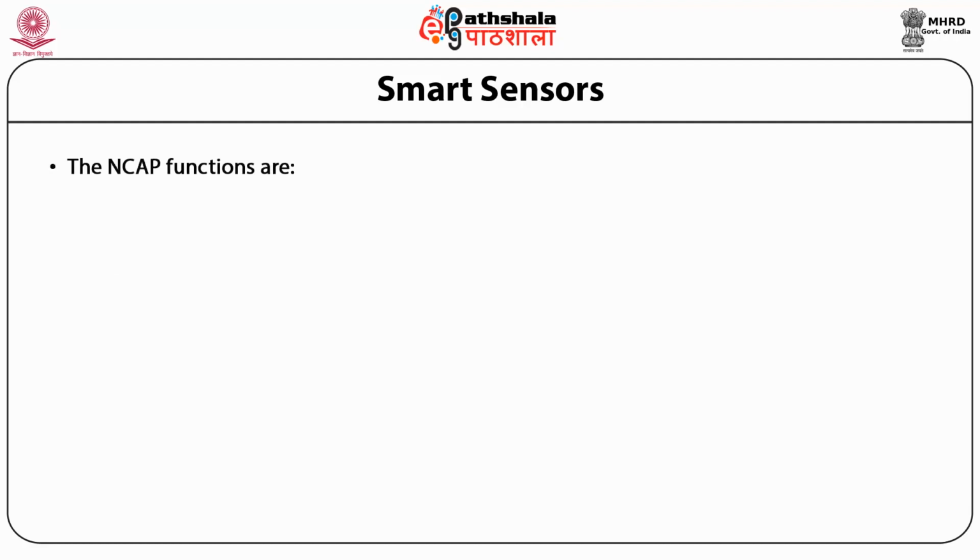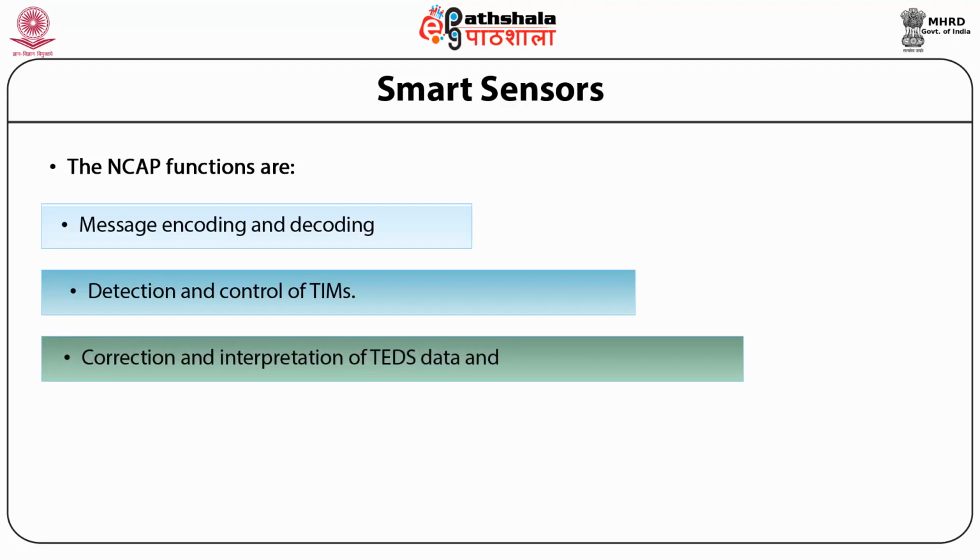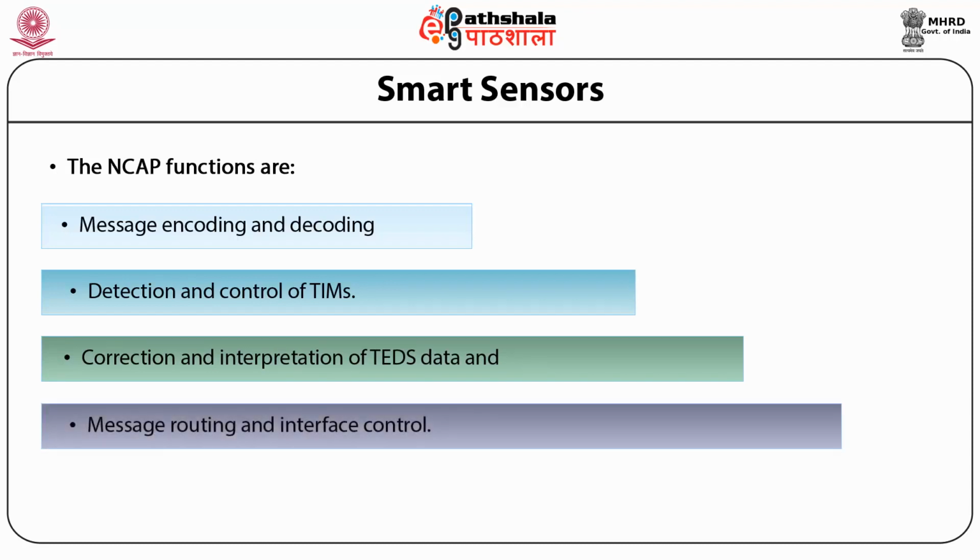The functions of the Network Capable Application Processor are: first, message encoding and decoding; second, detection and control of transmitter interface modules; third, correction and interpretation of TEDS data; and fourth, message routing and interface control.